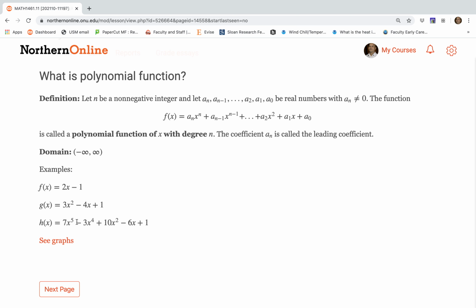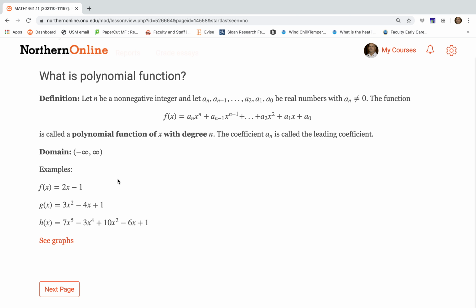You can see here whatever is the highest power function appearing, you can notice that 7 times x to the power 5 is the leading term, and 7 is the leading coefficient. The highest power function appearing here is x to the power 5, so 5 is the degree of this polynomial. So we can say this is a 5th degree polynomial.